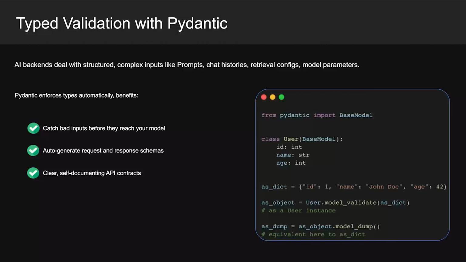These are structured complex inputs. If something is malformed, you want to catch it at the API boundary, not deep inside your model logic. Pydantic does that automatically. You define your input and output shapes as Python classes, and FastAPI validates every request against them. No extra code, no manual checks.